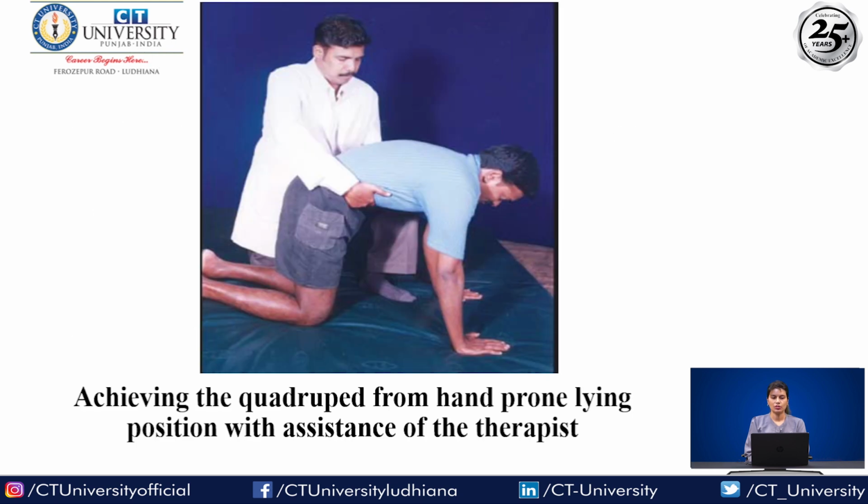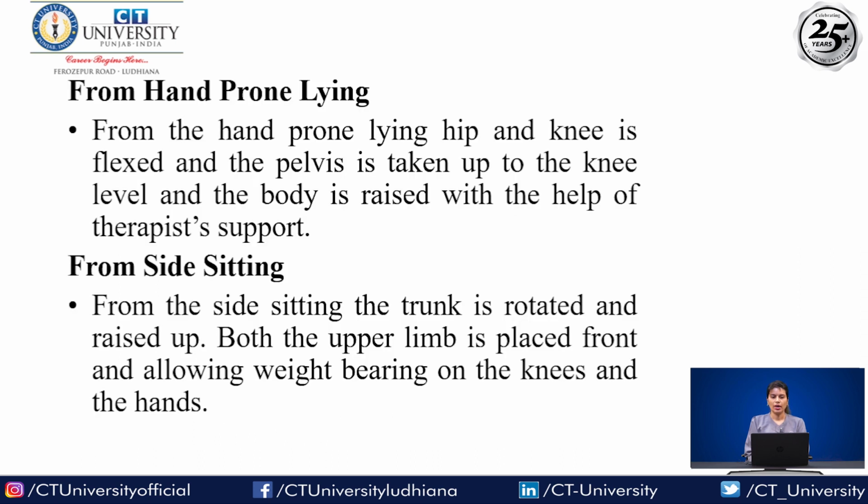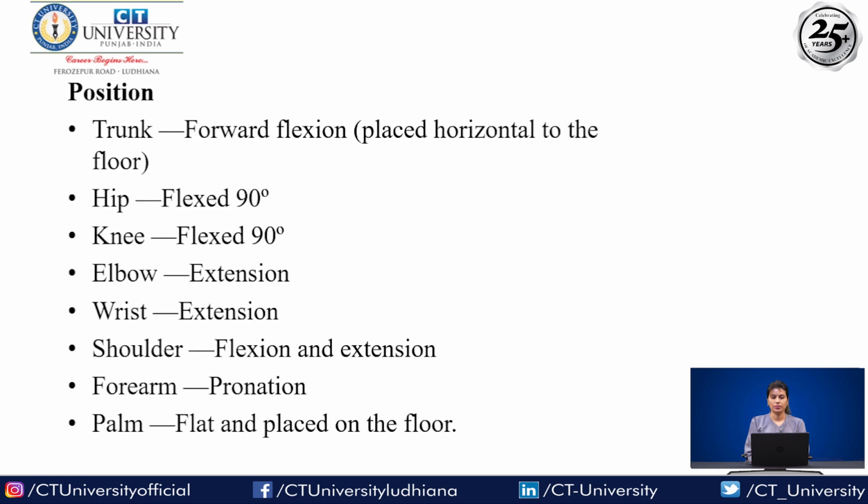Here is the picture showing the quadruped position from the hand prone lying position with the assistance of the physiotherapist. From hand prone lying, the hip and knee are flexed and the pelvis is taken up to the knee level and the body is raised with the help of therapist support. Then from side sitting, the trunk is rotated and raised up. Both upper limbs are placed in front, allowing weight bearing on the knees and the hands.